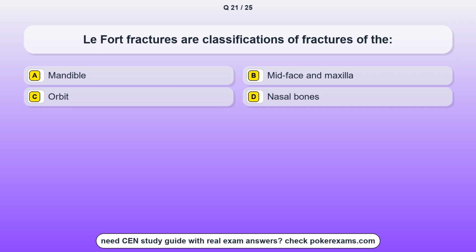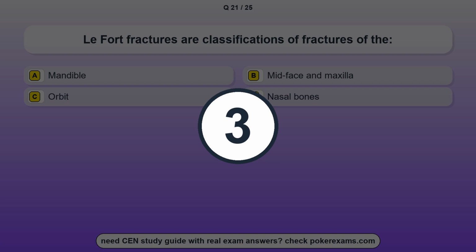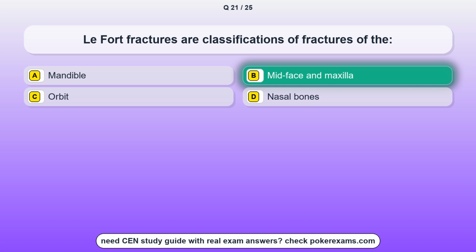Question 21. Le Fort fractures are classifications of fractures of the option A, mandible, option B, mid-face and maxilla, option C, orbit, option D, nasal bones. The correct answer is option B, mid-face and maxilla.